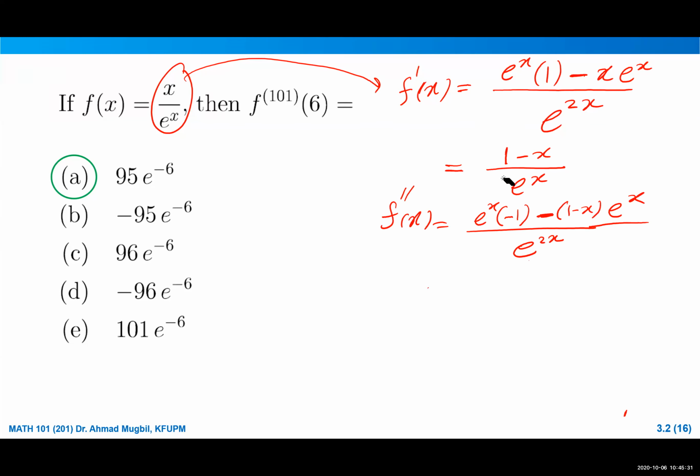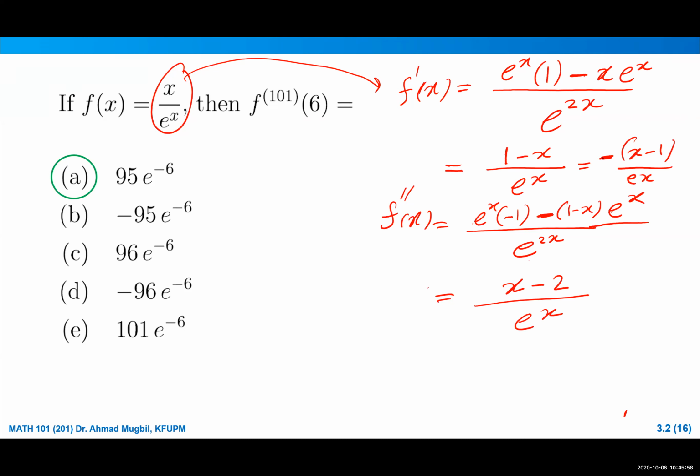Be careful. After simplifying, you will take this as a common factor again, and again you will cancel it with what you have in the denominator. Now you have here negative 1, negative 1, it will be negative 2, and here it will be x. So it will be x minus 2. Is that right? You can notice that, of course, here it is like x minus 1, but negative.